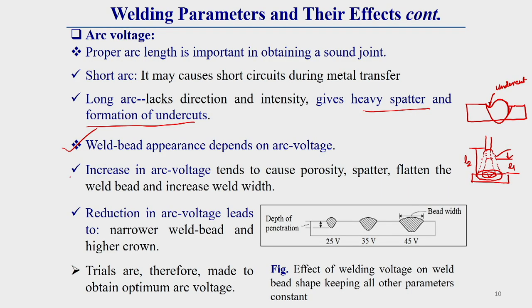It has been observed that an increase in voltage tends to cause porosity, which I have told you already, as well as spatter, and it flattens the weld bead and increases weld width. What is weld width? Weld width means the bead width. From this diagram you can see, for 25 volts, 35 volts and 45 volts, how the weld bead shape varies, keeping all other parameters constant, if we increase the arc voltage.